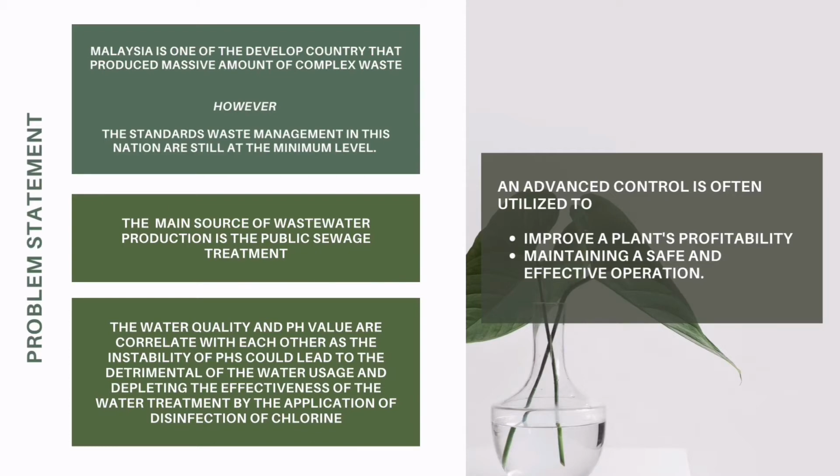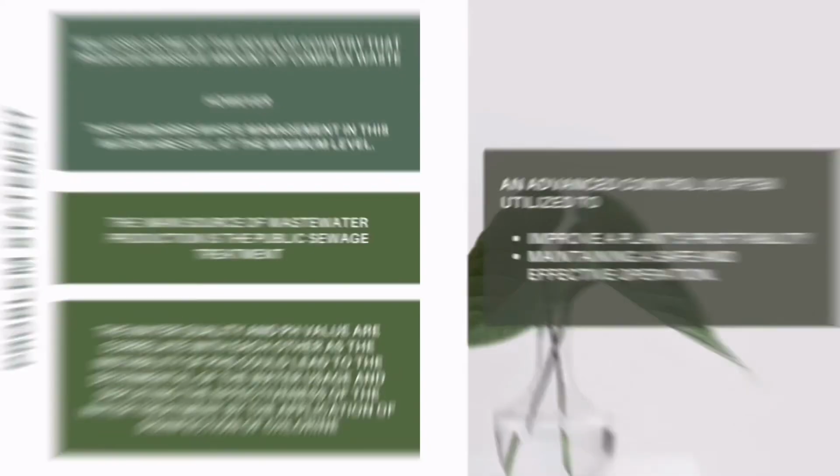Moving on, the water quality and the pH value are correlated with each other, as the instability of the pH value could lead to detriment of the water usage and also reduce the effectiveness of the wastewater treatment itself. Therefore, an advanced control is often utilized in a plant to ensure its profitability while maintaining a safe and of course effective operation towards the treatment by understanding the control loop system.